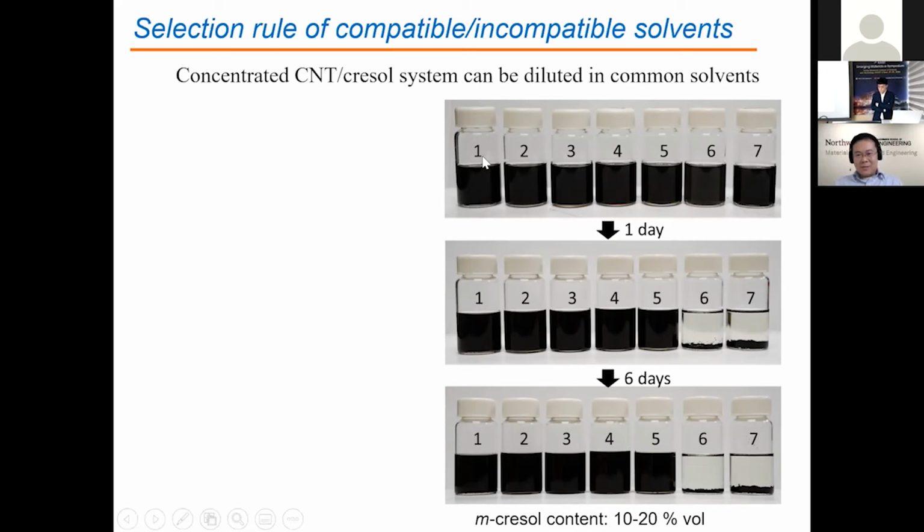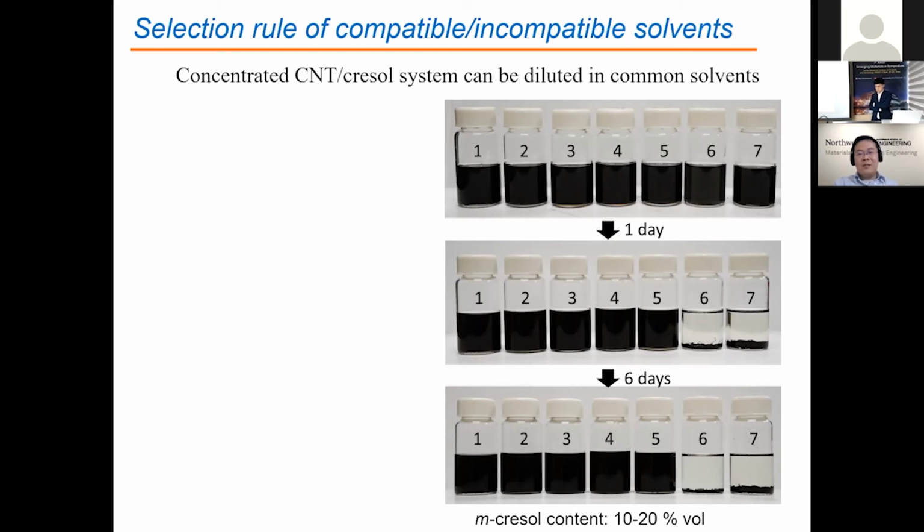So for example, solvents 1 to 5 here. This means that if you use solvents 1 to 5, you can now use very little cresol. The photo here shows that the minimum cresol is 10 volume percent, but in practice, we can push this down to even 1%. So that means you can use cresol molecules as a minority solvent and then make carbon nanotubes processable in common industrial solvents.